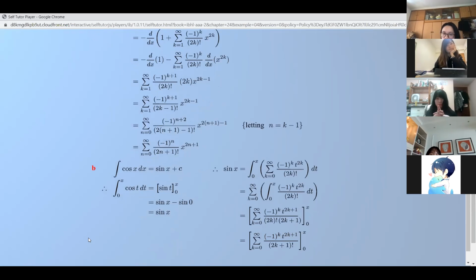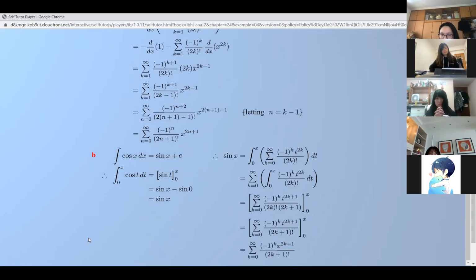We evaluate the antiderivative at t equals x. Then when we take away the antiderivative evaluated at t equals 0, we see every term in the summation will be 0. So, we are left with the familiar Maclaurin series for sine x. Is this clear?